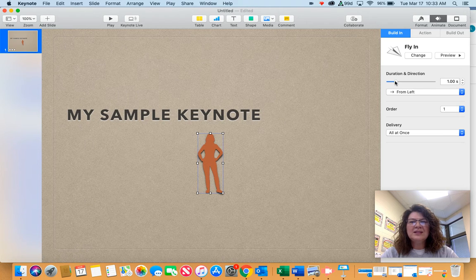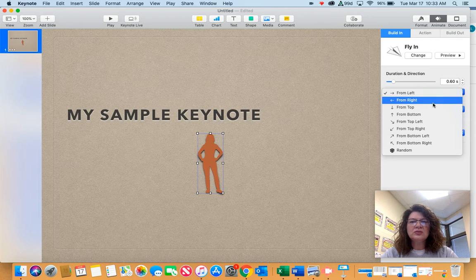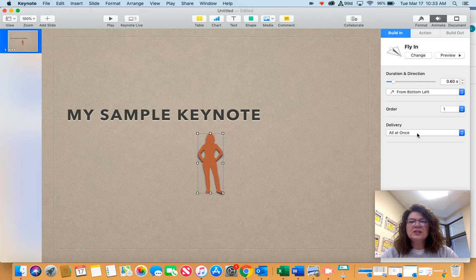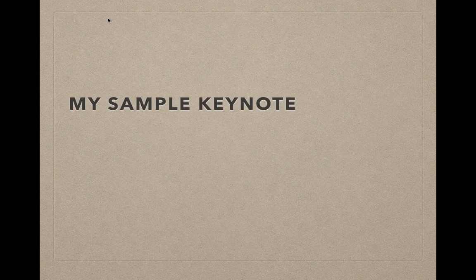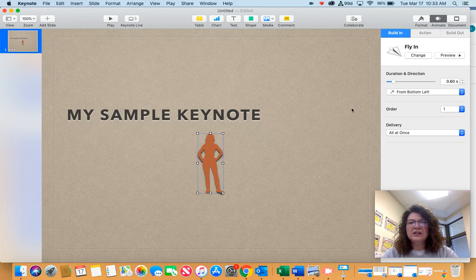I get to pick the speed of how fast or slow something goes. I can determine the direction that the person flies in. I can determine if I want it to be all at once, or I can choose by paragraph, things of that nature. So I can do those things based on the choice that I picked. And if you want to see what your effect looks like, all you have to do is go up to play, and then you hit return. And you can see what effect you have done.